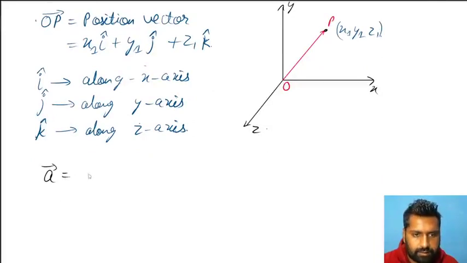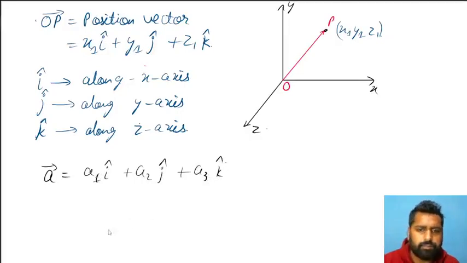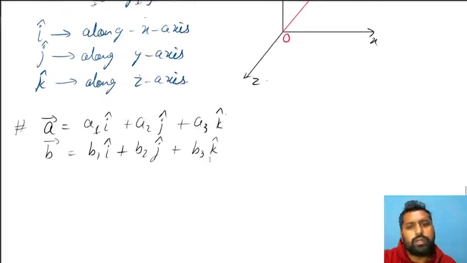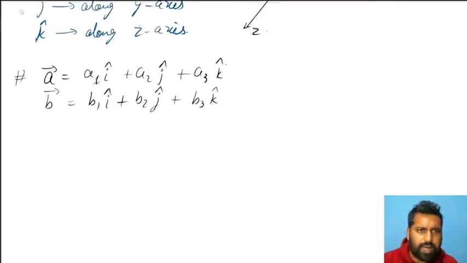Let's say a vector is a1 i cap, a2 j cap, a3 k cap. And you have another vector b, let's say b1 i cap, b2 j cap, b3 k cap. The a1, b1, a2, b2, a3, b3 will be some sort of numbers: 1, 2, 3, 4, 5, 6, anything, negative, positive, doesn't matter. Now I'll teach you basic algebra here, how to add and how to subtract.